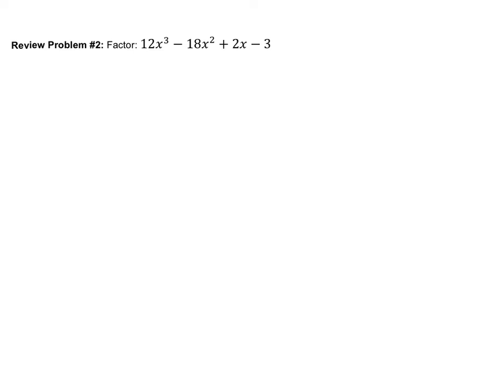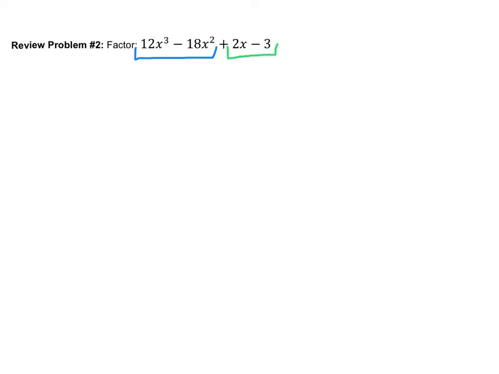Review problem number 2, factor. First step, is it in standard form? Yes, it is. Second question, can I take out a greatest common factor? No, we can't. So third question is how many terms are there? There are 4, so we're going to be factoring by grouping. Group the first 2 terms and then group the last 2 terms.